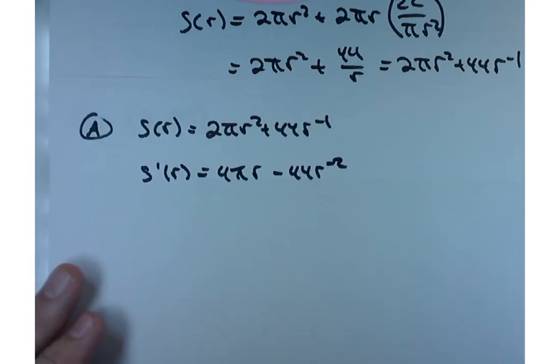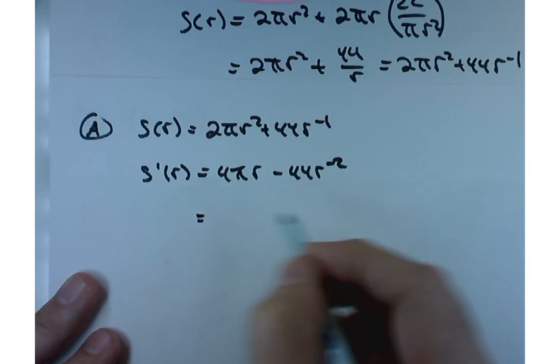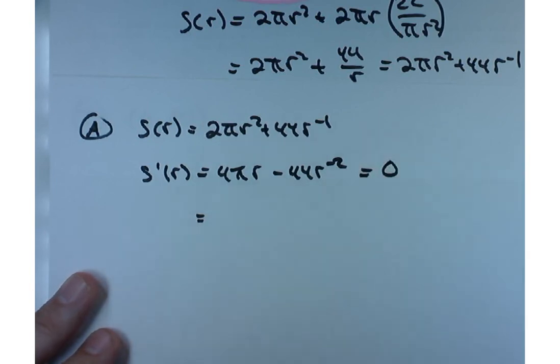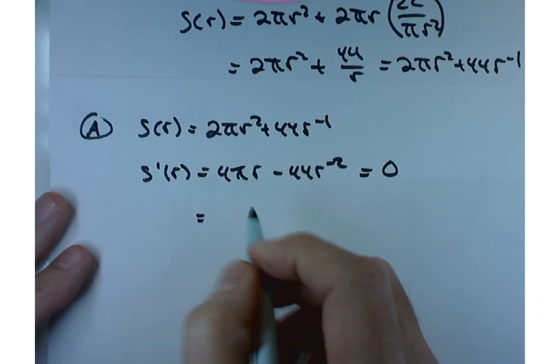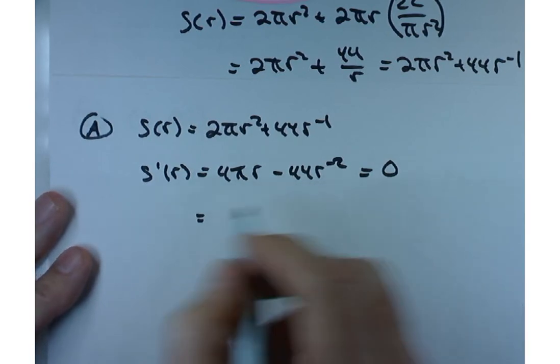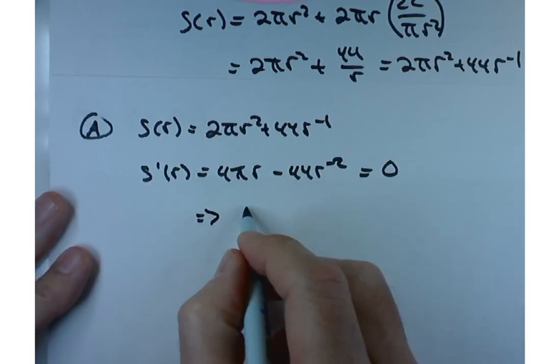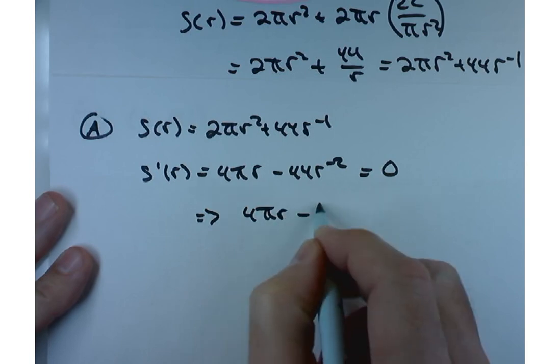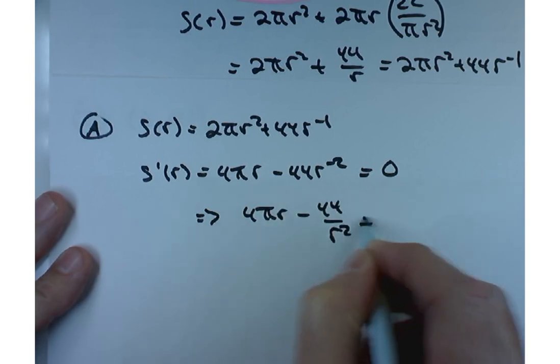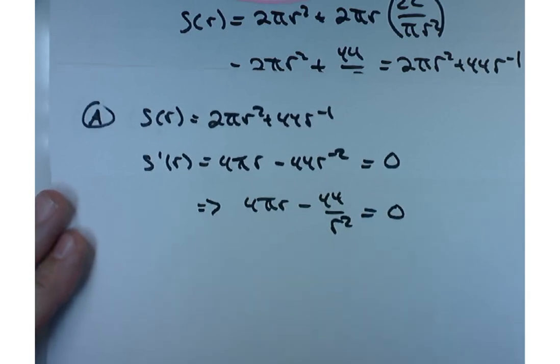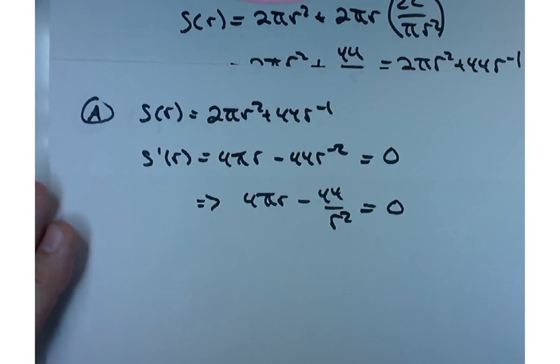Okay, so I want to figure out what's going on with that and where it equals 0, because where it equals 0 is going to be a critical point. And we might find a minimum or maximum at that critical point. So let me rewrite this as 4 pi r minus 44 over r squared equals 0. Looks kind of ugly. It is kind of ugly.